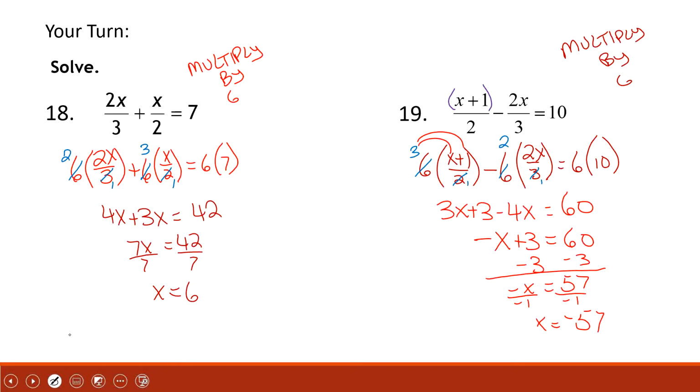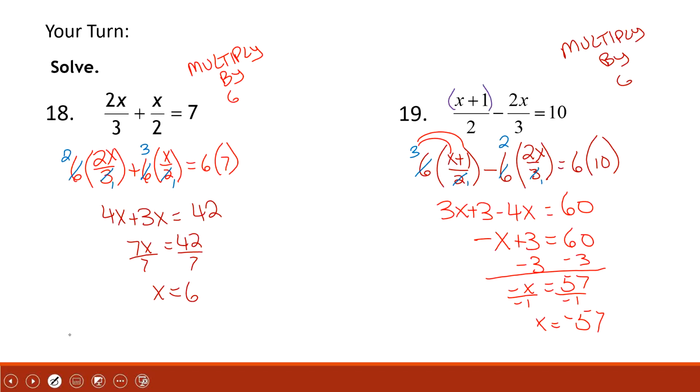Combine our like terms, we end up with negative x plus 3 equals 60. Move the 3 to the other side by undoing our addition. We ended up with negative x equals 57. We can never have a negative x. We always want the variable to be positive. So if you have a negative variable, you need to divide by negative 1 to get rid of the negative. Or you can multiply by negative 1, gets rid of the negative just as well. So I multiplied or divided by negative 1, I end up with x equals negative 57.